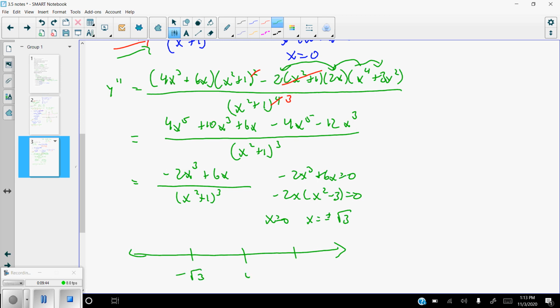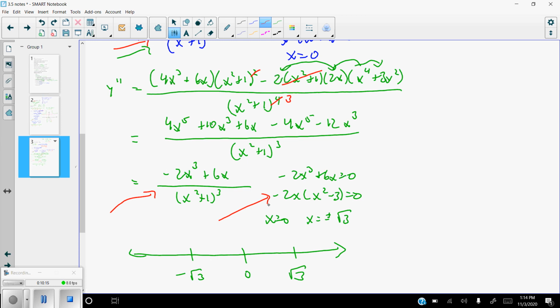Negative root 3, 0, and positive root 3. All right, the values that we plug in are going to go back into probably this one right here. Remember that the denominator here will never be 0. As a matter of fact, it's always going to be positive because I'm taking x squared plus 1, so that's positive, and raising it to the third power, it's still going to be positive. So really the numerator is going to determine everything. So really I might want to look at this piece because that's the numerator. So let's see what happens.